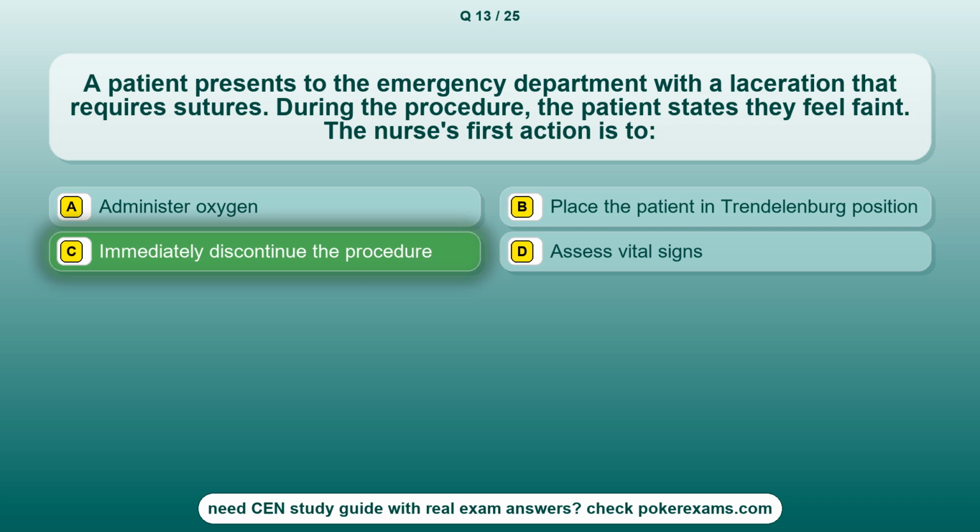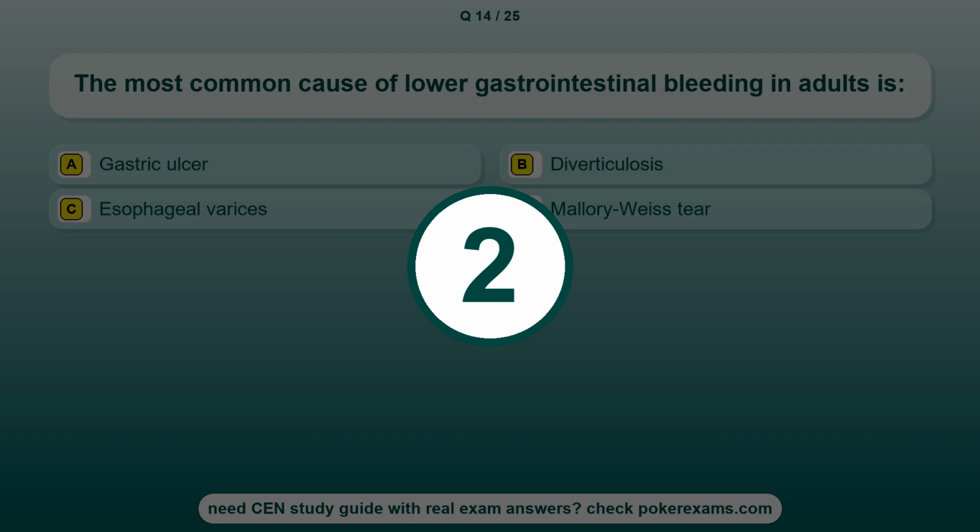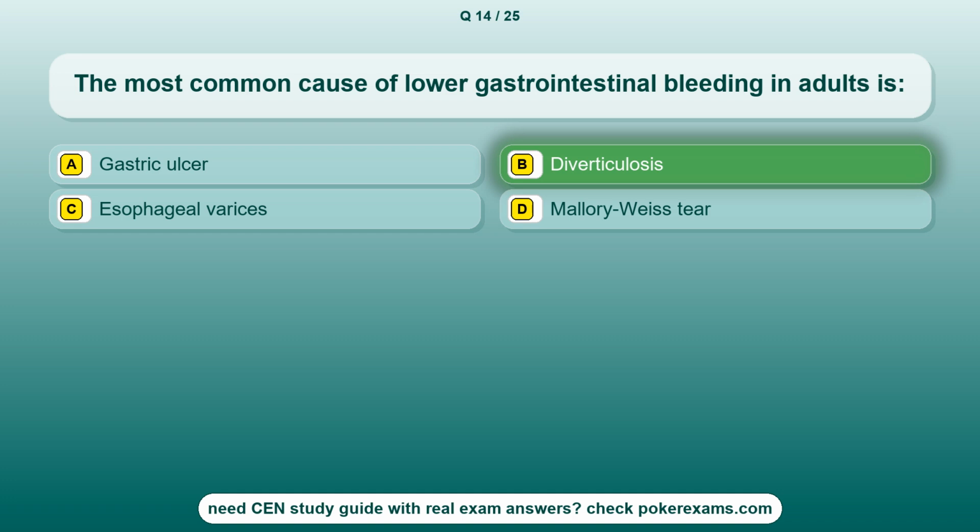The correct answer is option C, immediately discontinue the procedure. Question 14. The most common cause of lower gastrointestinal bleeding in adults is option A, gastric ulcer. Option B, diverticulosis. Option C, esophageal varices. Option D, Mallory-Weiss. The correct answer is option B, diverticulosis.